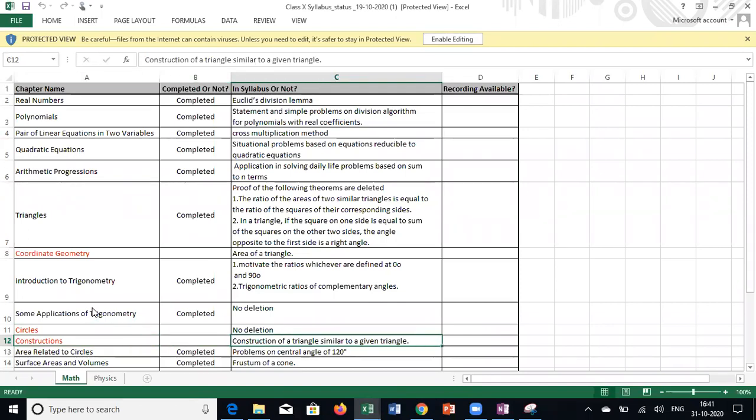Okay, let's see. I'm looking for a software with which we can explain easily. If not, I will let you know how to do it. Okay. Okay, sir. In construction, the major topic is deleted. Construction of a triangle similar to a given triangle, that is deleted. So we have to complete only the circles major. There is no deletion in circles, and coordinate geometry also we have done.